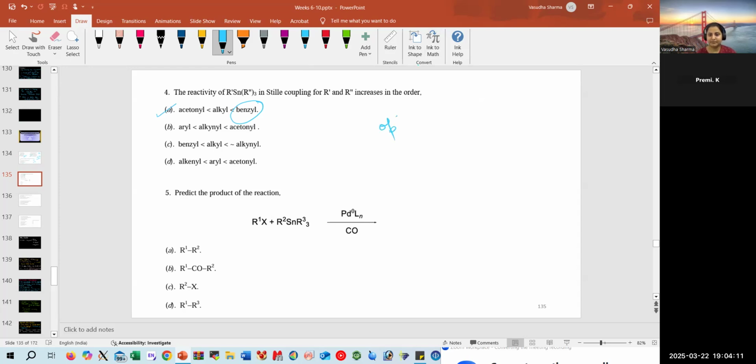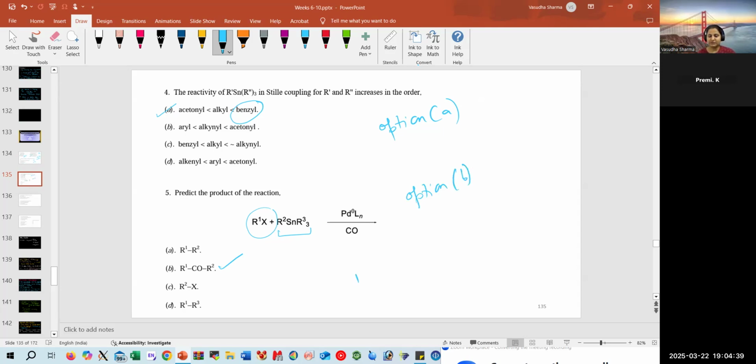Yes, ma'am. So question 5 says, predict the product of the reaction. This is very straightforward when you have an R1X halide group and R2SnR3 being considered in presence of CO, what would it be forming? A ketone will be formed. So option B, R1COR2, is correct. There is one way of making a ketone using a Stille reaction.